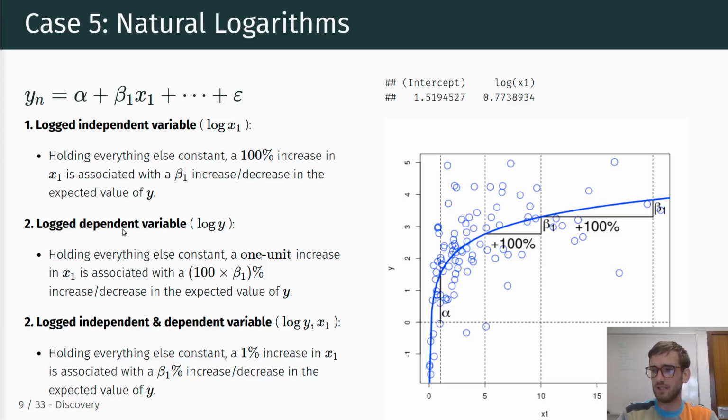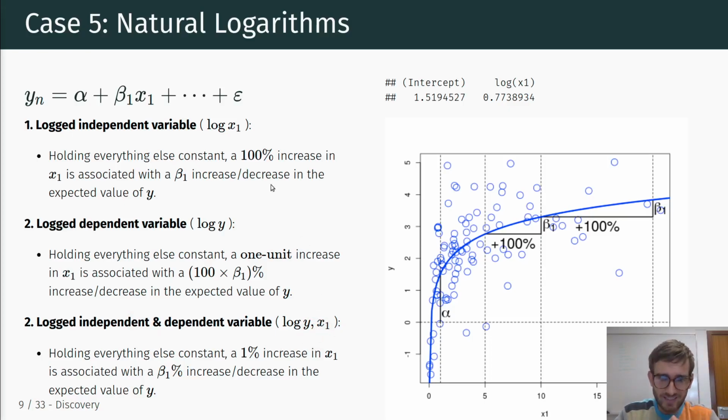So again we have a case with a continuous dependent variable and a continuous independent variable and potentially some additional control variables. And we have a natural logarithm in one of those variables. So we have three different cases, of course. One is we have a logged independent variable, so there's just a natural logarithm on x1. We can have a logged dependent variable, so a natural logarithm on our y, or we have a logged independent and dependent variable, so log y and log x1.